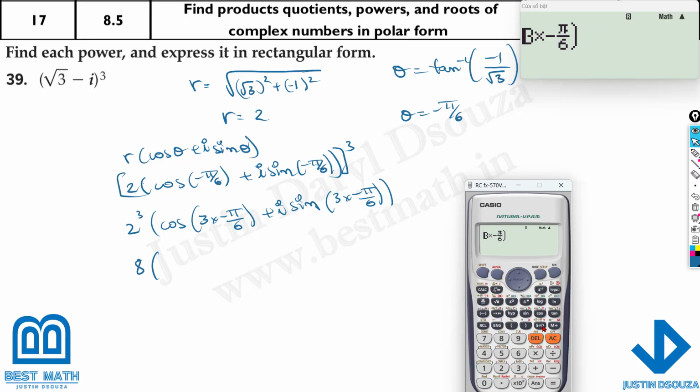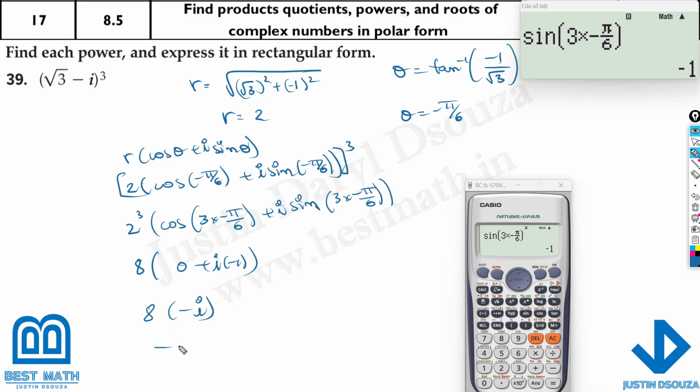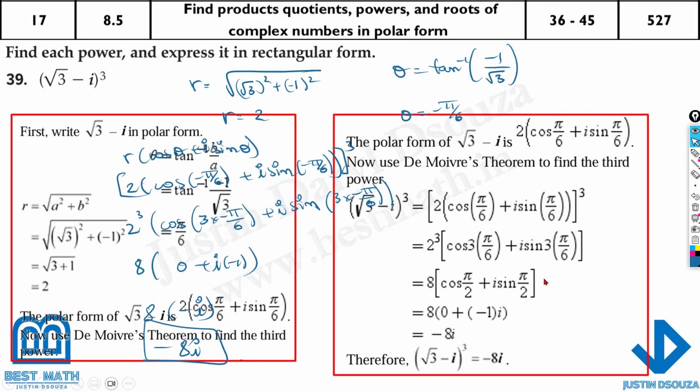Yes. And what about sine? There's going to be 1. Sorry, minus 1 because there's a minus. Yeah, it'll be minus pi by 2. Correct. So it is 0 and minus 1 here. 0 plus I times minus 1. So it'll be 8 times minus I. So it's minus 8I. That will be the final answer. So this is it. You can see the final answer will be minus 8I.